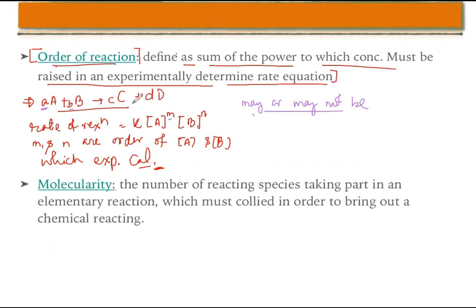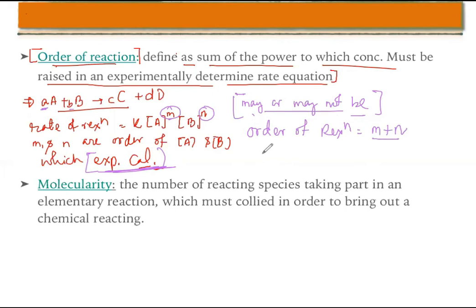Okay, so this M and N and A and B, they can be related or they cannot be related, or they can be same or they can be different. That only depends upon the experimental calculations. Order of the reaction will be, now if we know the value of M and N experimentally, we can write order of reaction, it can be M plus N.